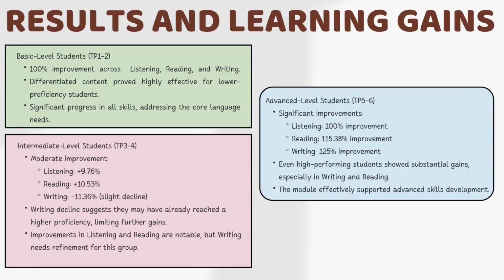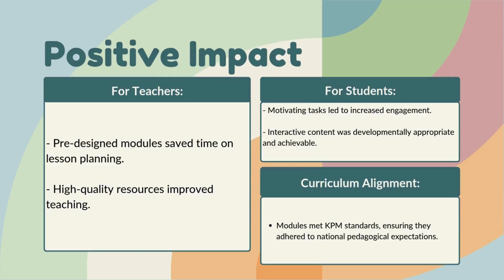For advanced level students, TP5 to 6, it shows significant improvement in all the 3 skills. Listening, 100% improvement. Reading, 115.38% improvement. Writing, 125% improvement. Let's look at the positive impact of this innovation. We divided the impact into 3 categories. The first one, for teachers.